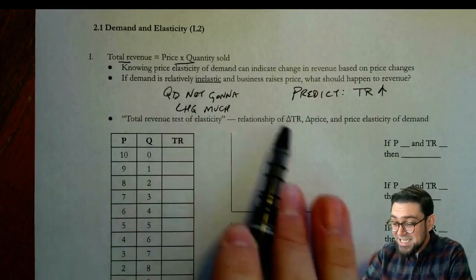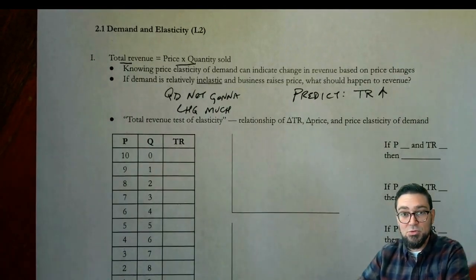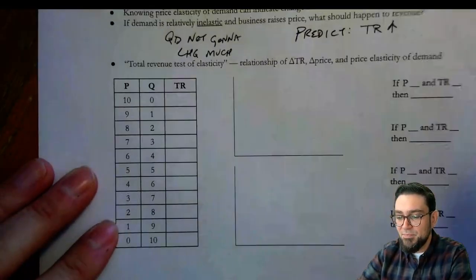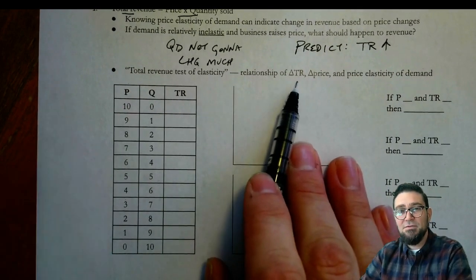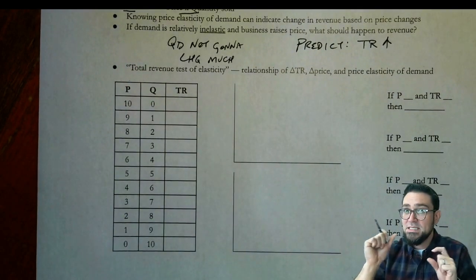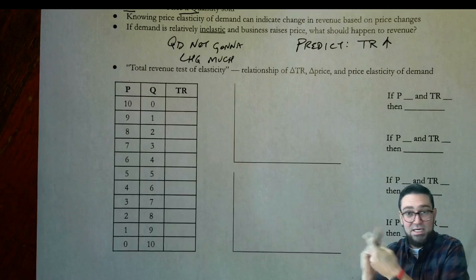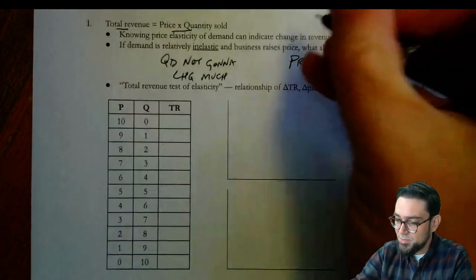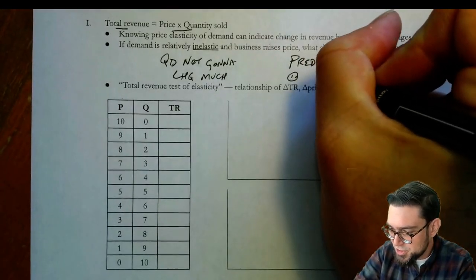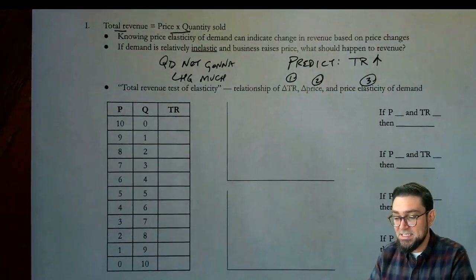Now, we can see that this will be true by doing a little bit of numbers here. So we're going to do what's called the total revenue test of elasticity. It's a way to tell if the total revenue is doing something and price is doing something. We can also tell price elasticity of demand and vice versa. So it's a relationship among those three variables: the changes in total revenue, changes in price, and the actual elasticity of a particular product.